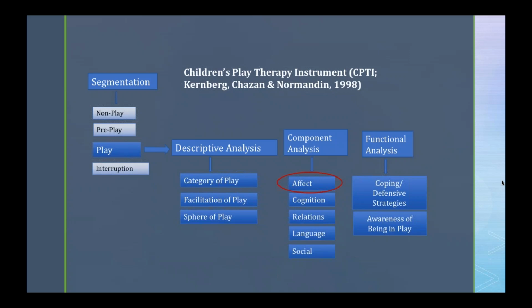With the CPTI, you can use it to differentiate the play characteristics of children with different diagnoses. You can also use it to systematically track the children's play processes over the course of treatment to see if there is any change in their play styles. In our case, we're going to try to see if there's any change in their affect regulation strategies, hoping that there's improvement. Okay, on to the coding now.